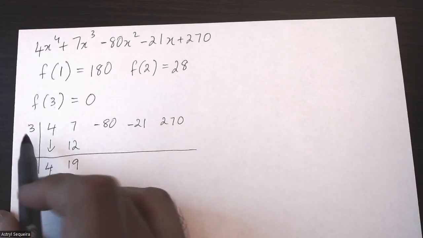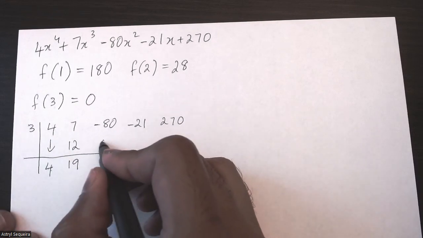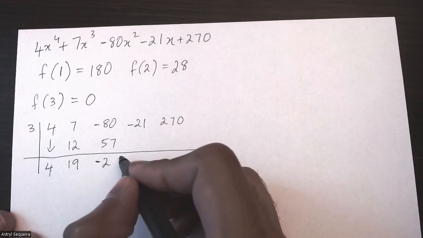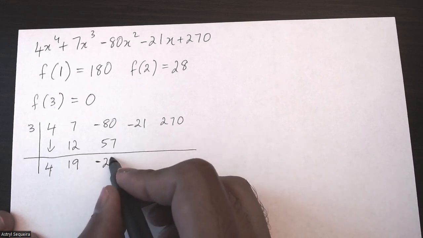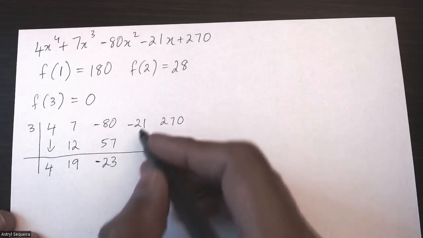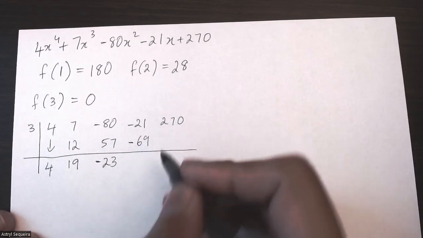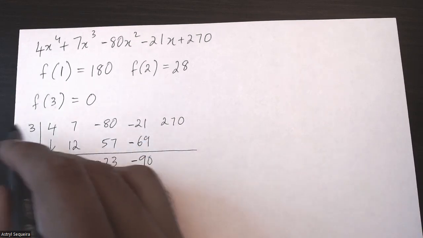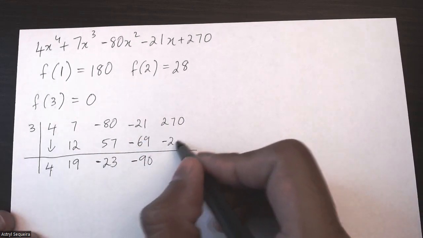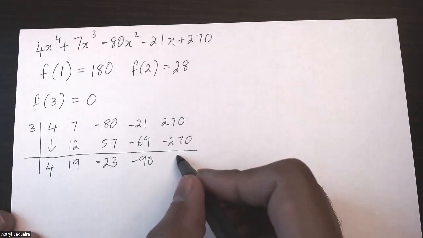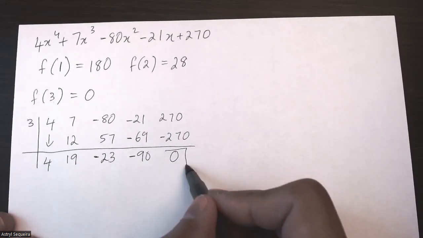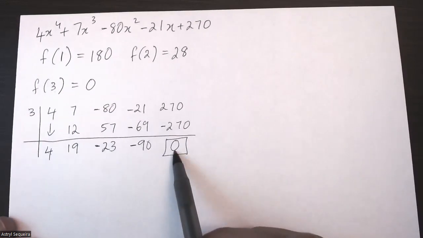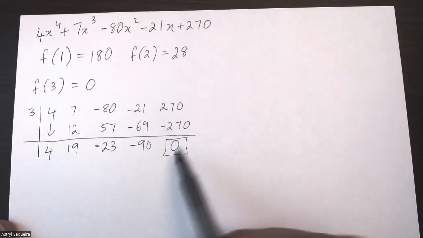I'm going to follow the same process. So 3 times 19 is 57. Add these two numbers is negative 23. Multiply these two. That's negative 69. Add these two, negative 90. Multiply these two, negative 270. Add these two, and you should get 0 as the final answer because the remainder here is 0. If you don't get 0 here, it means you made a mistake.